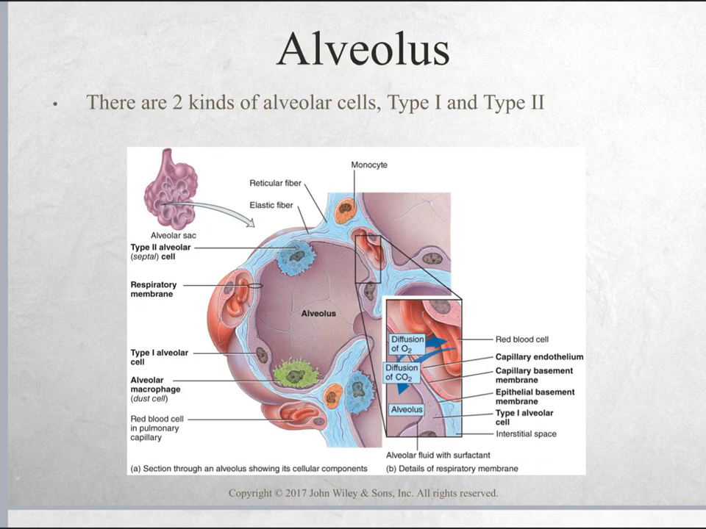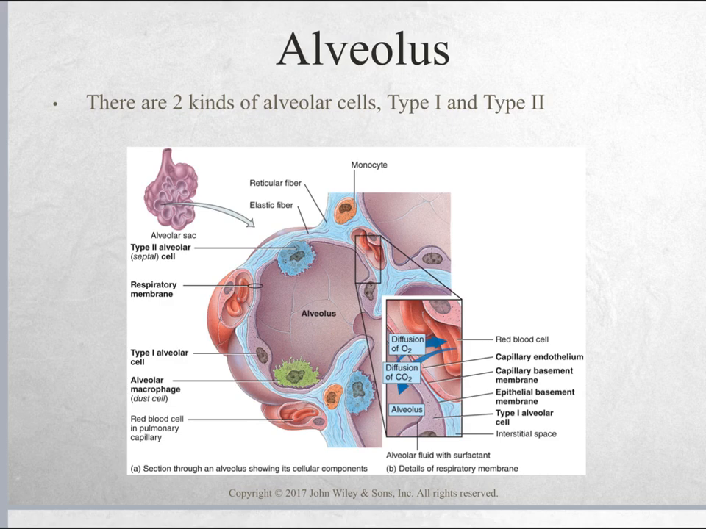Next, we're going to talk about the alveoli. Each alveolus is made up of two different types of cells. We have type 1 pneumocytes and type 2 pneumocytes. Their job is going to be to diffuse oxygen and carbon dioxide in and out of those capillaries. So we're going to be loading oxygen into the blood and unloading CO2.